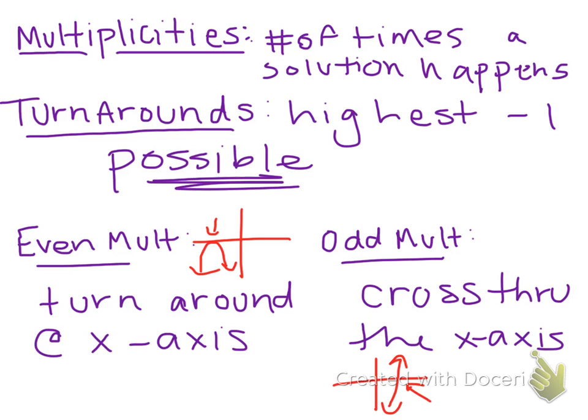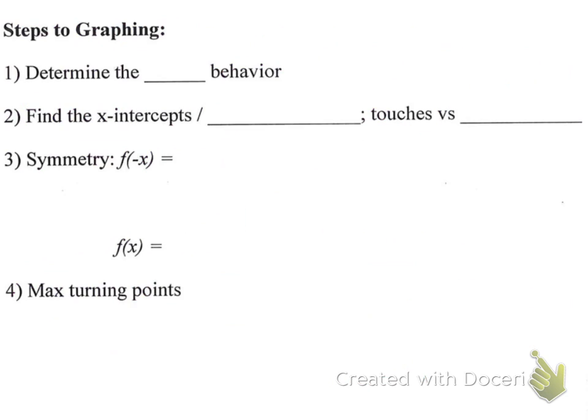Okay? So the steps to graphing. You're going to determine the end behavior, and that's a skill we practiced in yesterday's video. You're going to find the x-intercepts. You're going to find the multiplicity. And you're going to determine if it touches versus turns around.